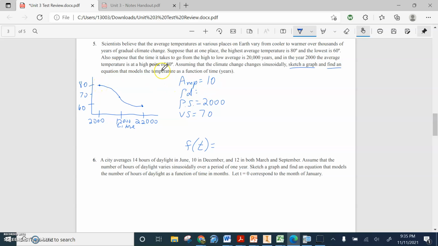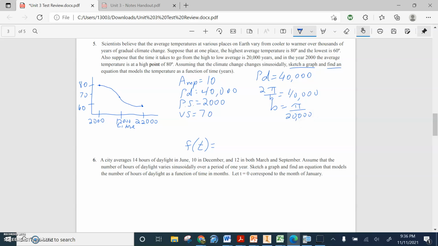The period is a little bit tricky because all they're giving us is the time it takes to go from a peak to a valley. That is not a full cycle. A full cycle would be from a peak to a peak or a valley to a valley. So I'm going to call that period 40,000 years. So 2 pi over b equals 40,000. So b, my period, I should label that here, 40,000. So b is pi over 20,000.